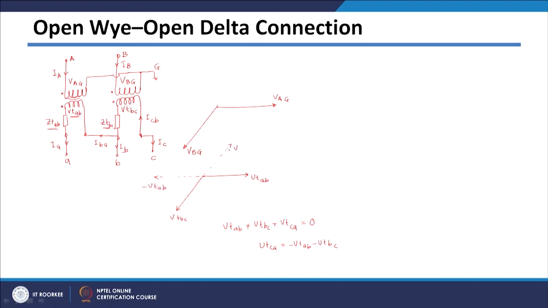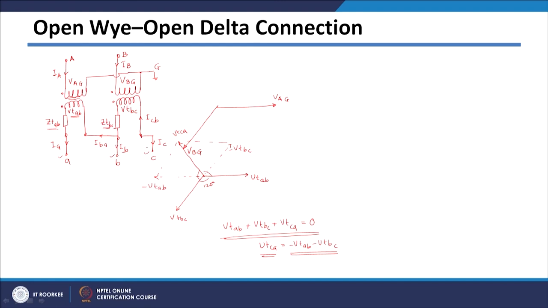So this will be your minus VTBC, and if you add these two vectors, you will get the third vector, because VTCA is the addition of these two minus quantities. So VTCA will come somewhere here, and if you calculate the angle between them, they will be 120 degrees shifted. This I am considering during no load condition. This condition will be valid during no load condition. So during no load condition, at the terminals we are getting 3 voltages which are 120 degrees phase shifted. So the required 3 phase voltages we are getting from only 2 transformers.